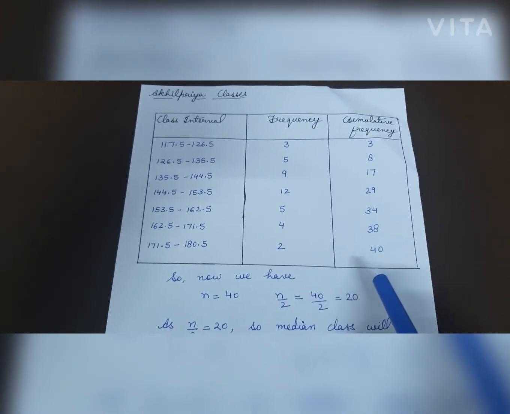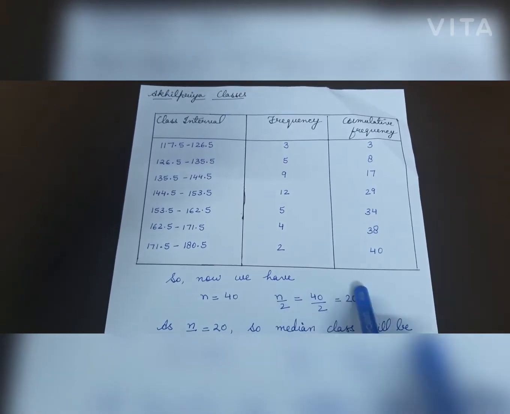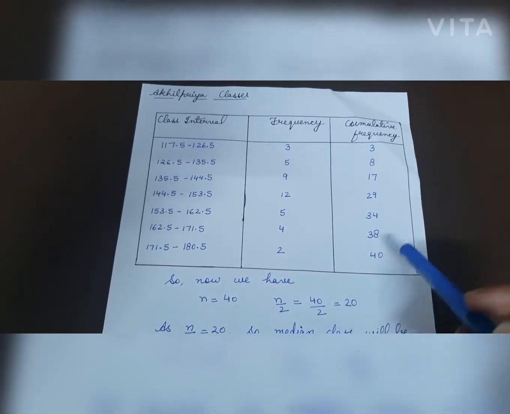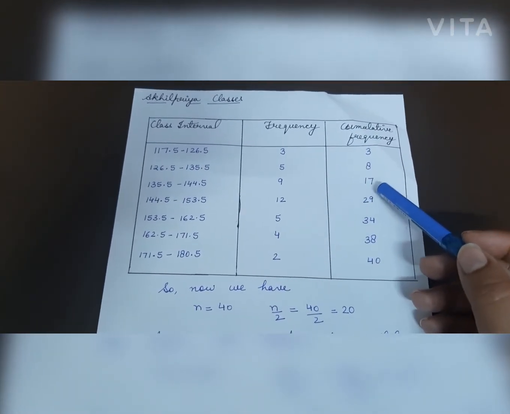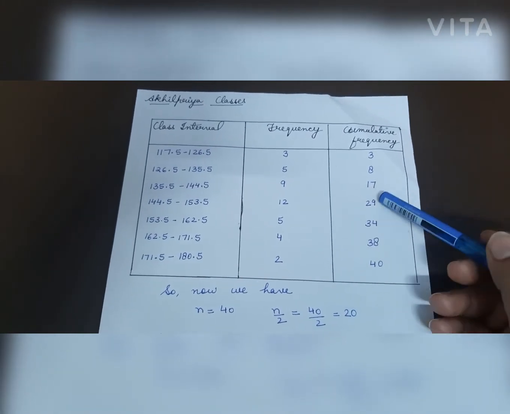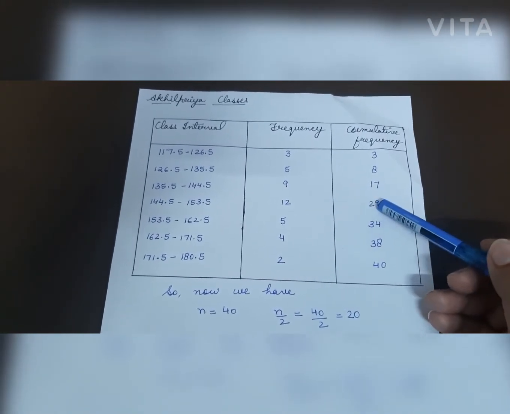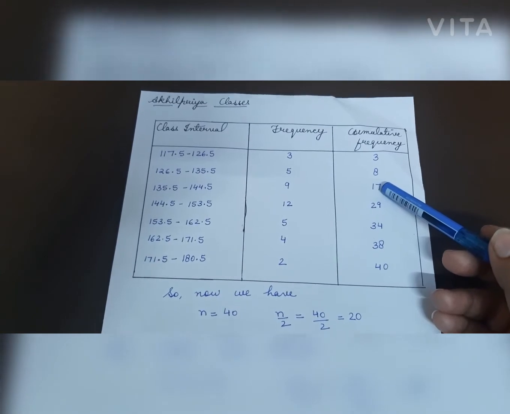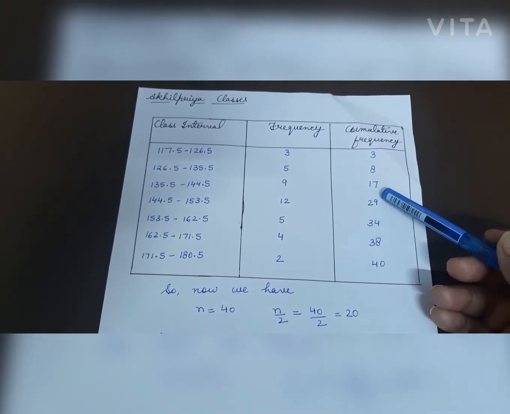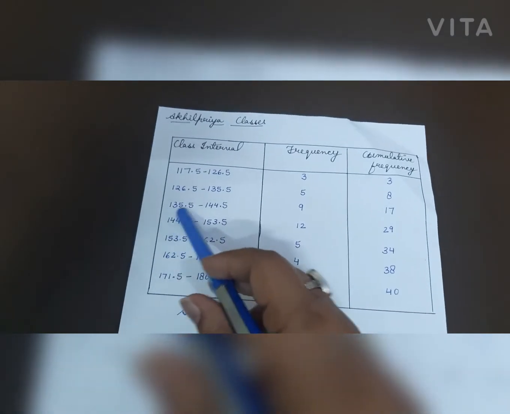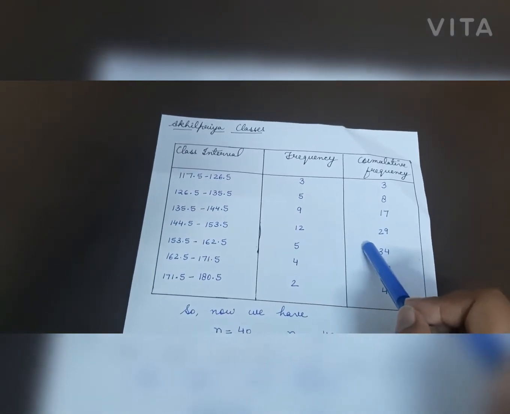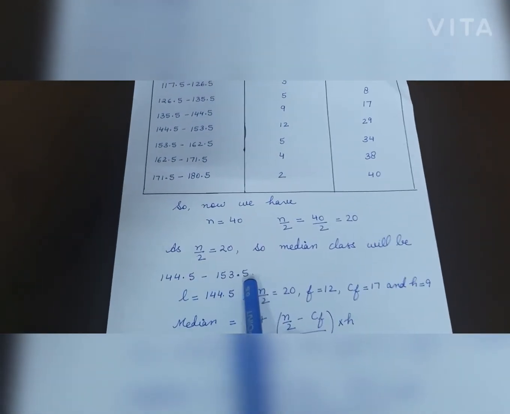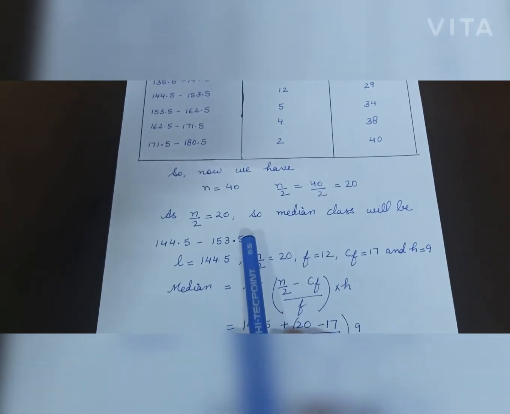Which class interval we have to choose depends on our value of n by 2. As you can see, it comes out to be 20, so we have to choose the class whose cumulative frequency is greater than 20. Here it lies between 17 and 29. As we can see, 17 is less than 20 and 29 is greater than 20, so we will choose this as the median class. So our median class is 144.5 to 153.5, as I've discussed with you.